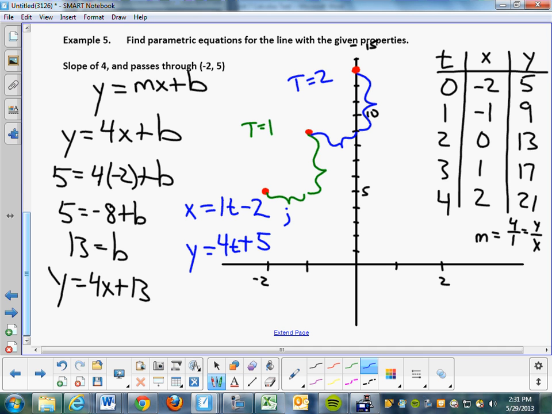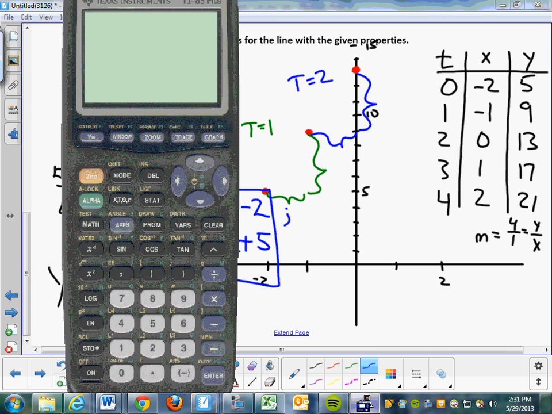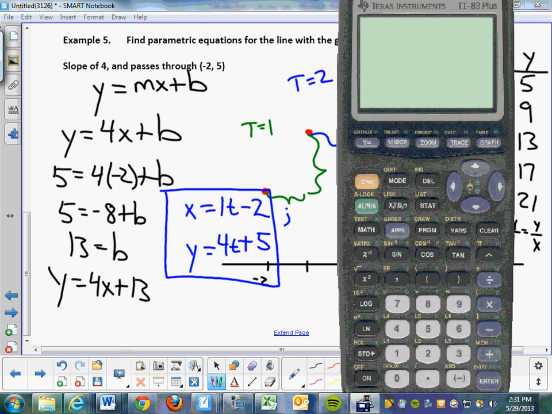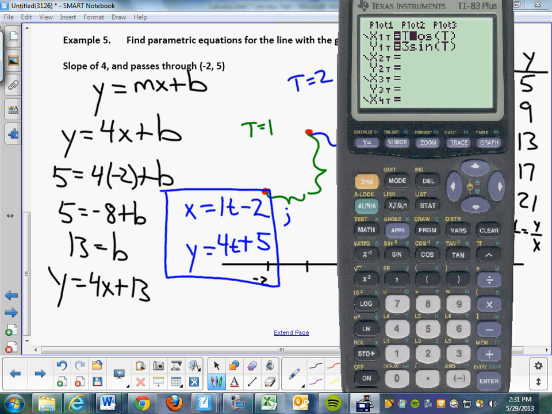So I'm going to take that and plot that to make sure that we come up with the line y equals 4x plus 13. What's the question? Those are the answers. We wrote it in parametric form. Let's graph that on the calculator to see if we actually come up with that line. I go into y equals, I type in t minus 2, and then I type in 4t plus 5.